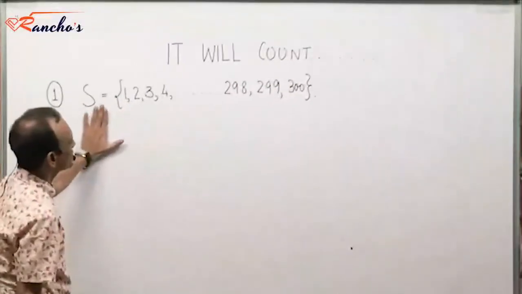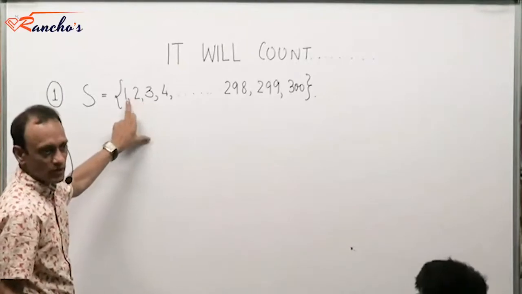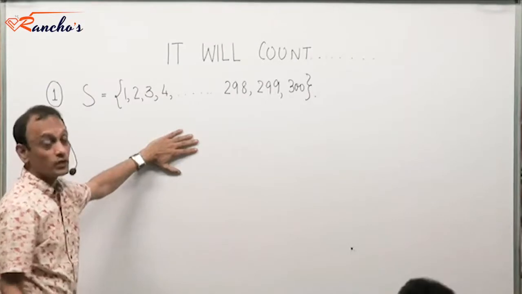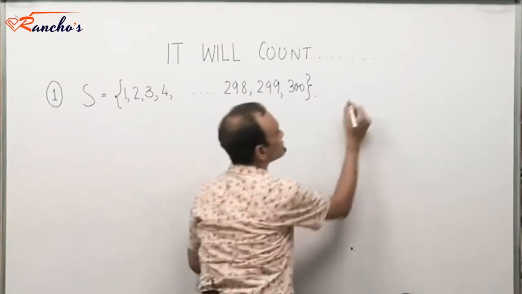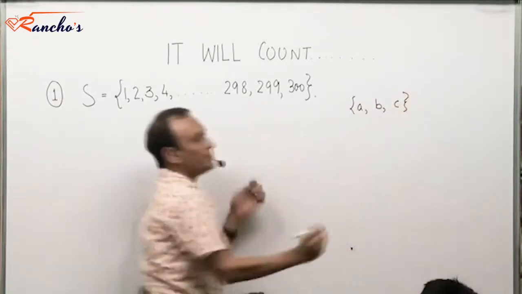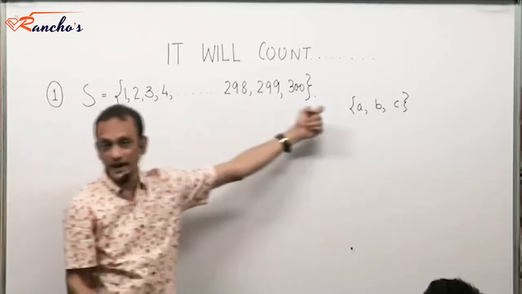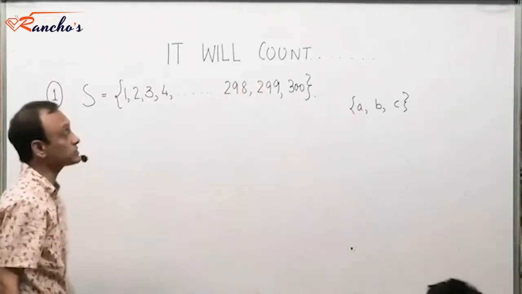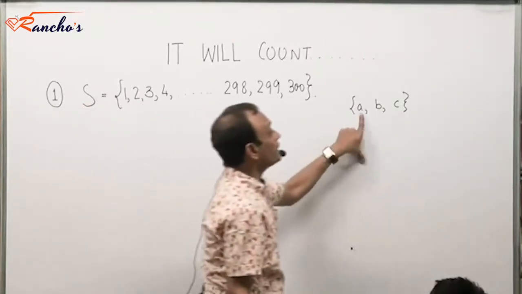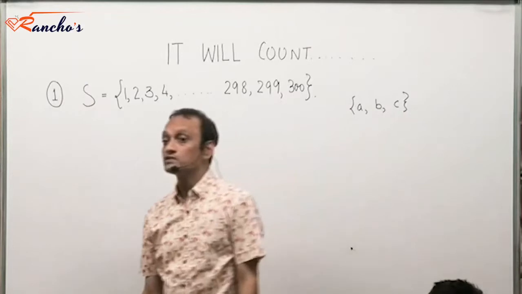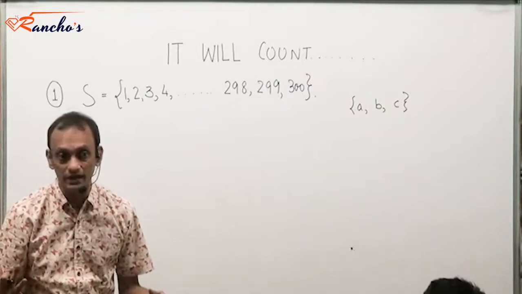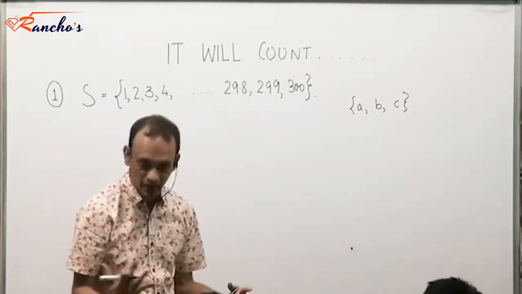So there is a set comprising 300 numbers, 1, 2, 3 up to 300, and I want to create subsets. 3-element subsets is what I want to create. A, B, C, where A, B, C are chosen from the set S, in a manner that A plus B plus C is divisible by 3. This is what I want to be able to do, right?